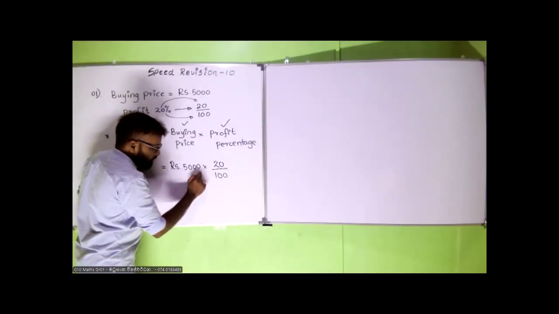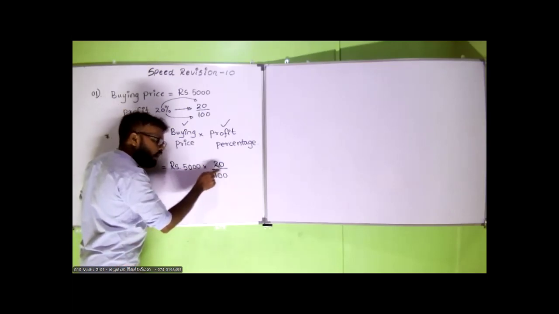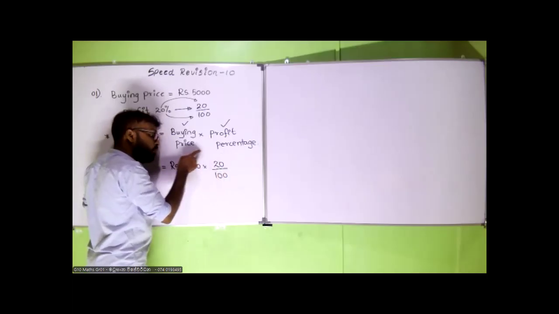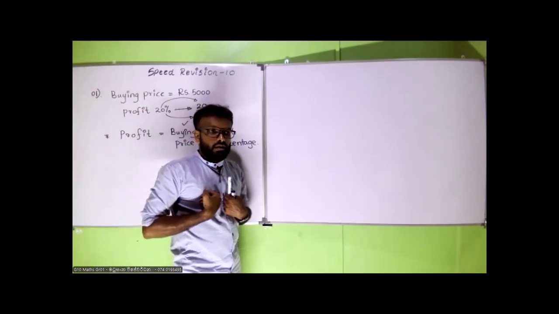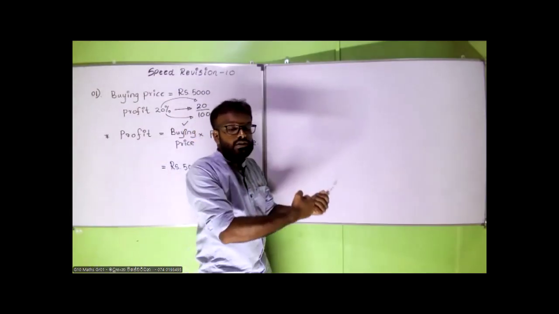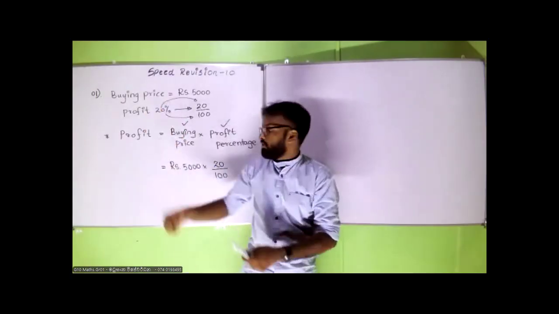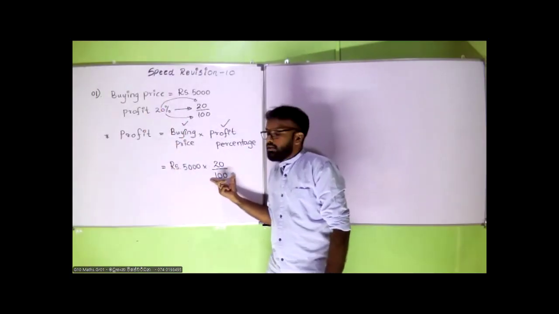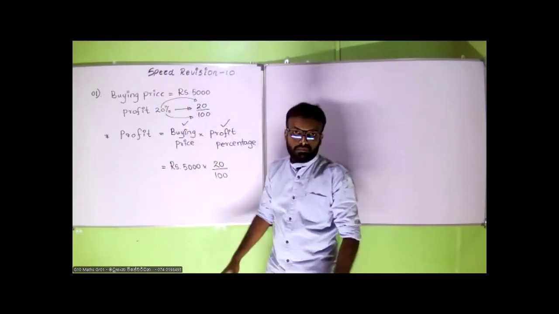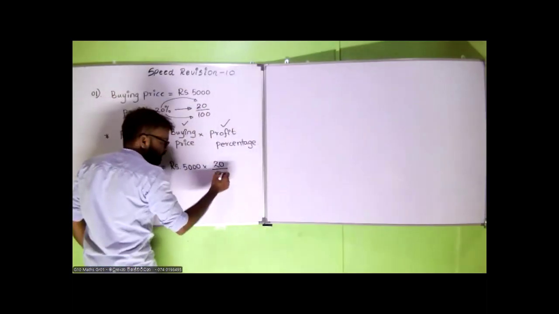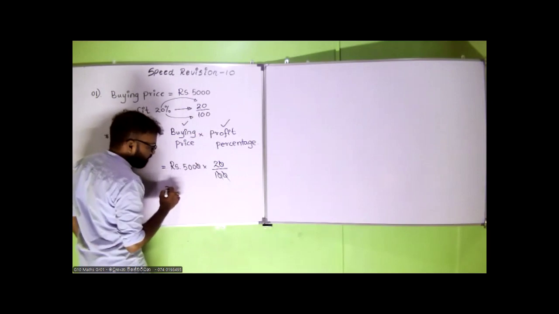How much for 5,000? 20 per 100. For 100 rupees, you are keeping 20 rupees. For 5,000 rupees, how much are you keeping with you? That's the meaning. So for 100 rupees is 20 rupees, then for 5,000 rupees, how much? So simplify this. Zero to zero, zero to zero, 2 into this.